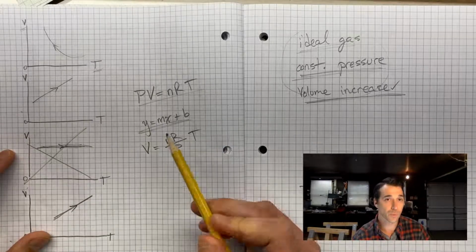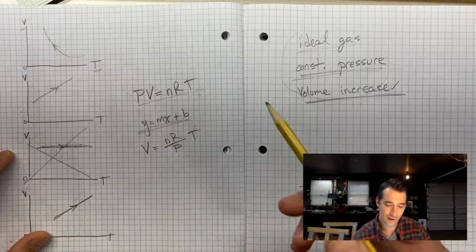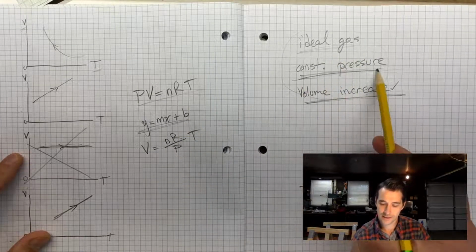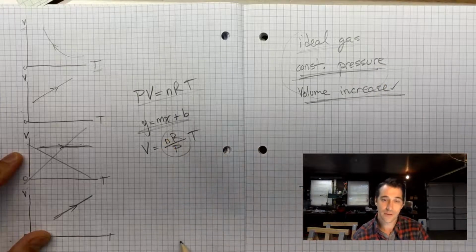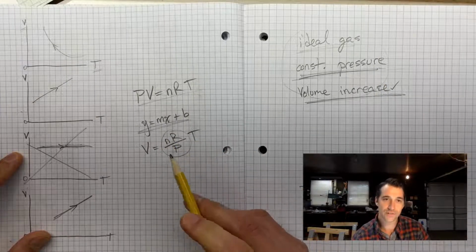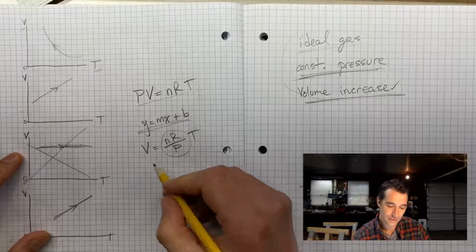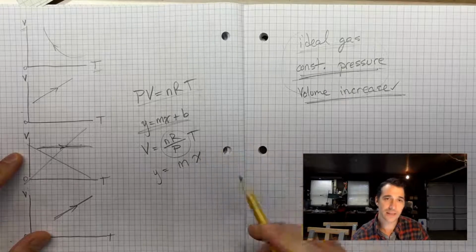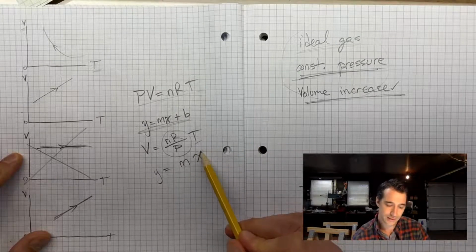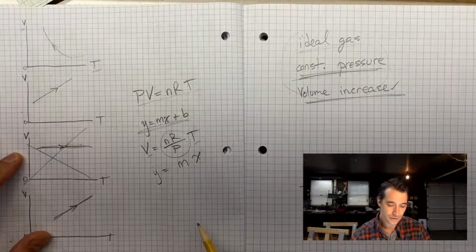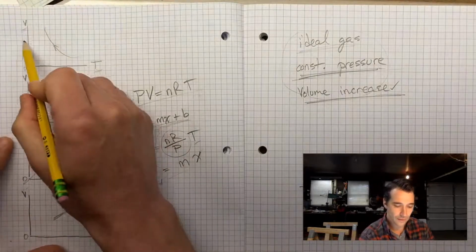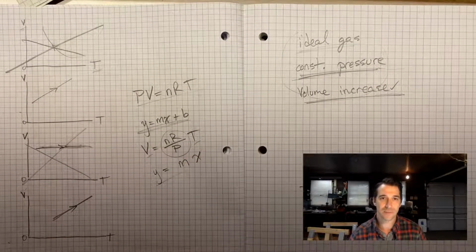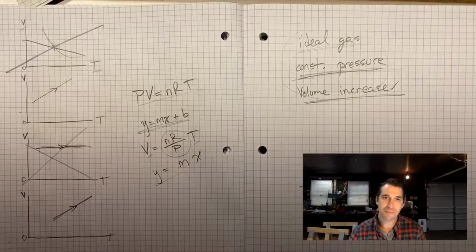N is number of moles. It's 1 mole the whole time. No gas is being added or taken away. R is a constant. P, we already said, we are constant pressure. This whole thing is a constant. This coefficient of T is not changing. So this is just like y equals some slope times x, right? Because T is our x and V is our y. So this should be a linear graph. All right, we just eliminated another. Now, if you had a 50-50 guess and you guessed between these two, I'd be pretty happy.